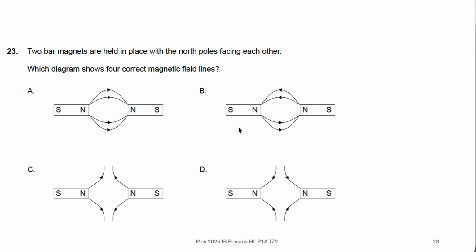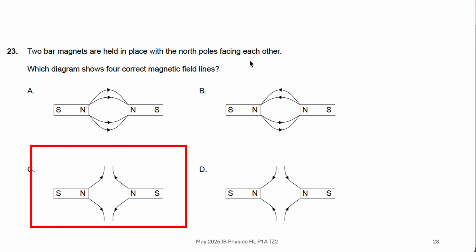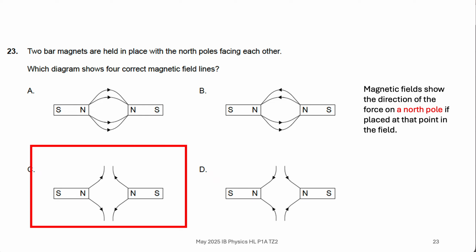So we need to remind ourselves, how do we know the direction of a magnetic field line? Well, the answer here is CY. Magnetic fields show the direction of force on a north pole if placed at that point in the field. And this is the tricky bit of the question. We ask the question, what would happen if we put a north pole at that position in the field? Much like we talk for electric fields, we say, what would happen if we put a positive point charge there? In magnetic fields, it's all about what would happen if we put a north pole.